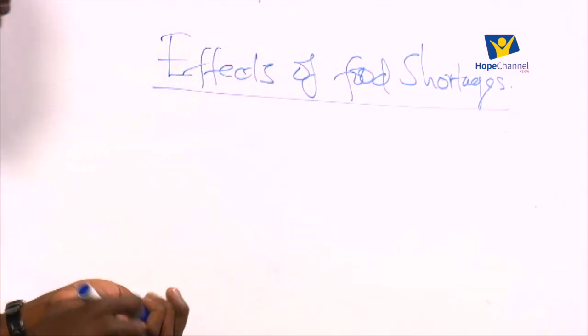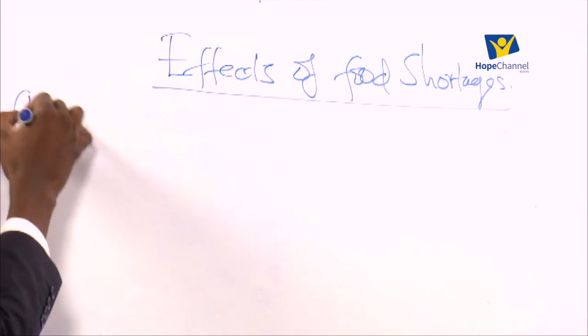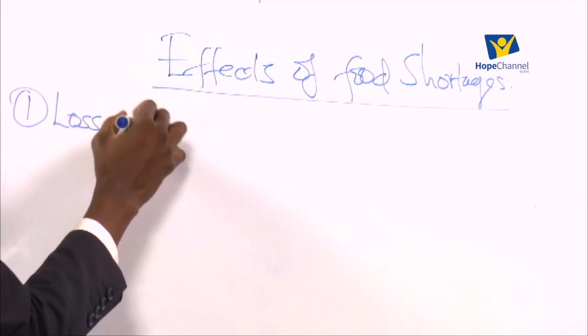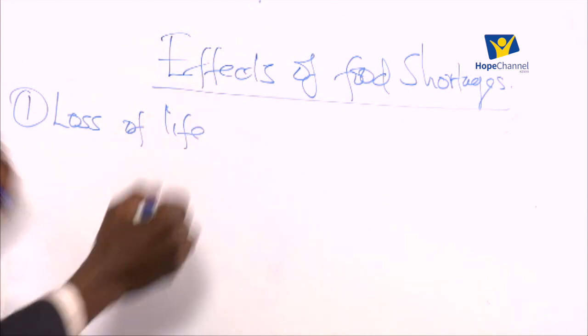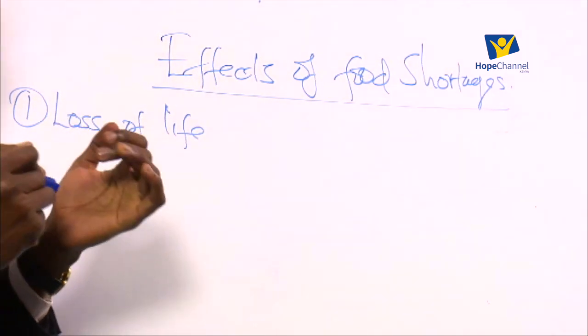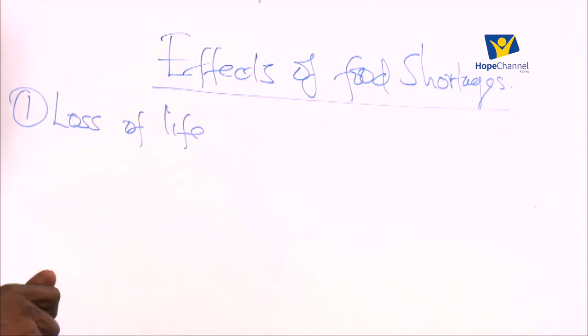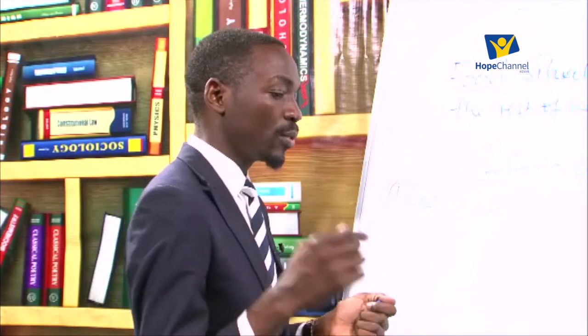Effects of food shortages. So the first one is loss of life. When you talk about loss of life, many people will lose their lives. For example, in Ethiopia in the year 1984, we had famine, and a lot of people, up to thousands of people, died as a result of the famine. Talk about our own country, Kenya. We've had many people dying in areas like Northeastern and Samburu as a result of lack of food. So the most common effect of food shortage in Africa is loss of life. Many people will die as a result of lacking food.